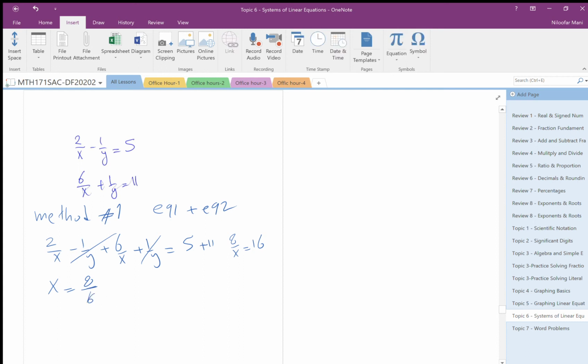How do I know that? I do cross multiplication. So 8 divided by 16, which is 1 over 2. Okay, so 1 over 2 is the answer. How about y? So I can substitute and find y.